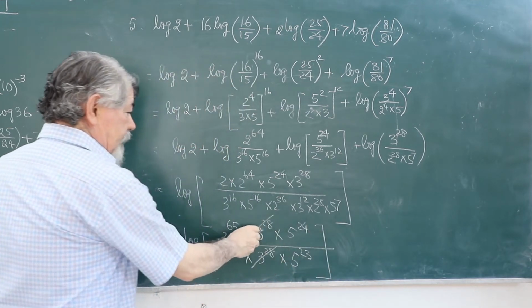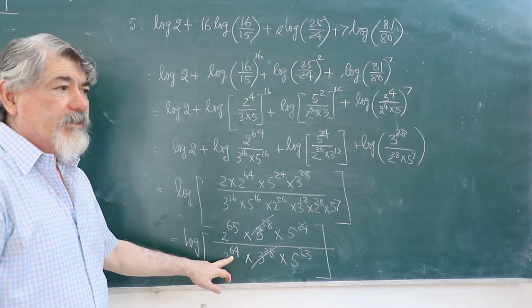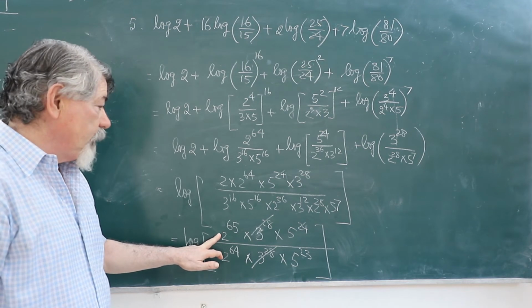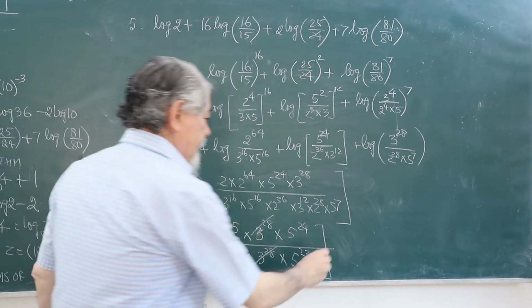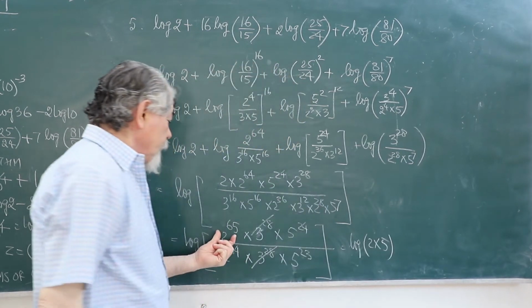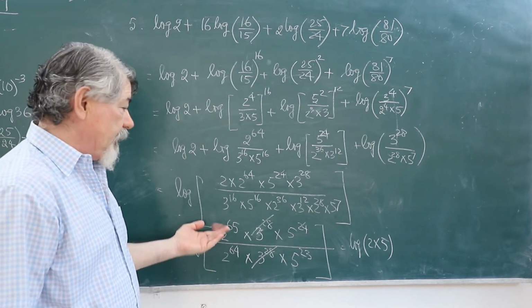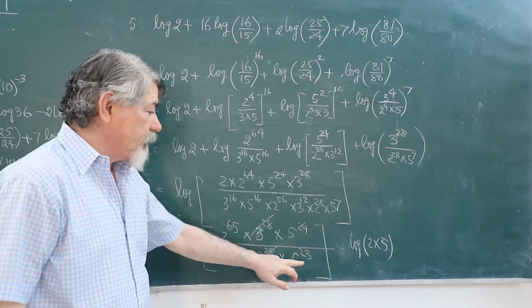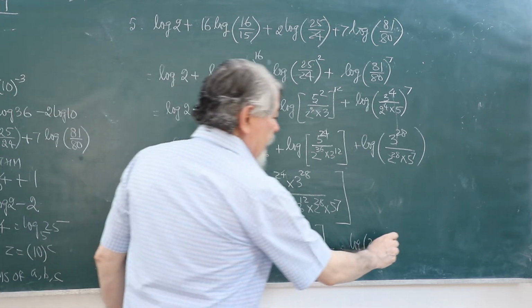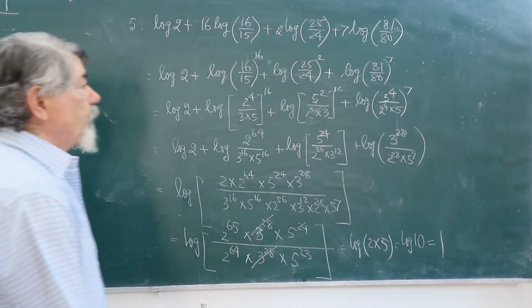3 to the power 28, 3 to the power 28 will cancel. It is 2 to the power 65 minus 2 to the power 64. That will be only 1 power, 1 2 will be left here and 1 5 will be left here. So log 2 into 5. Because it is 2 to the power 65, it is 2 to the power 64, 64 2's will cancel, only 1 2 will remain. Here 5 to the power 24, 5 to the power 23, so 23 5's will cancel, only 1 5 will remain. And log 10 is 1. The value of log 10 is 1.